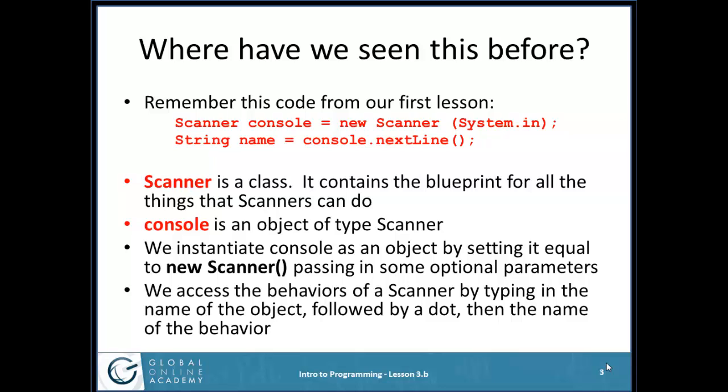We access the behaviors of the Scanner by then typing in the name of the object, followed by a dot, then the name of the behavior. It's like you get the attention of the object. Hey, you, console, do a nextLine for me. Hey, you, console, give me the next int. Hey, you, console, close yourself, and so on. That's going to be the behavior of any object. You create it as an instance of a class by using that new keyword, and then you invoke all its behaviors by putting its name, dot, and the behavior.